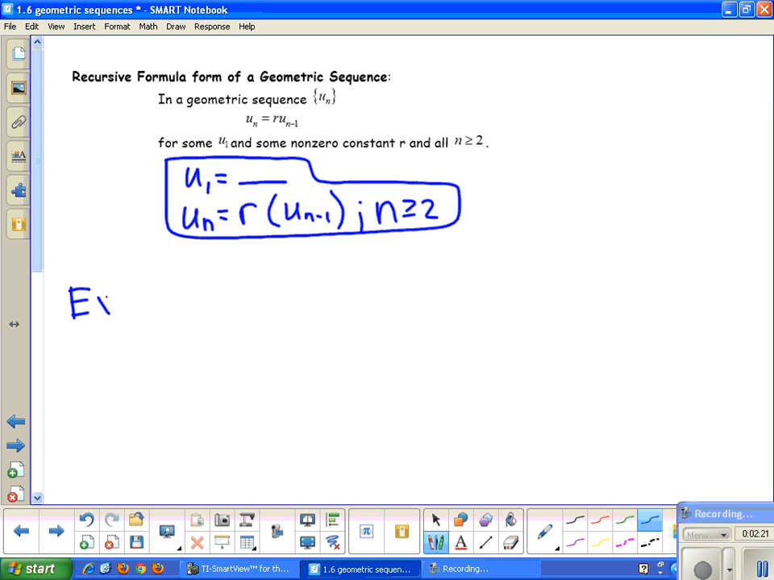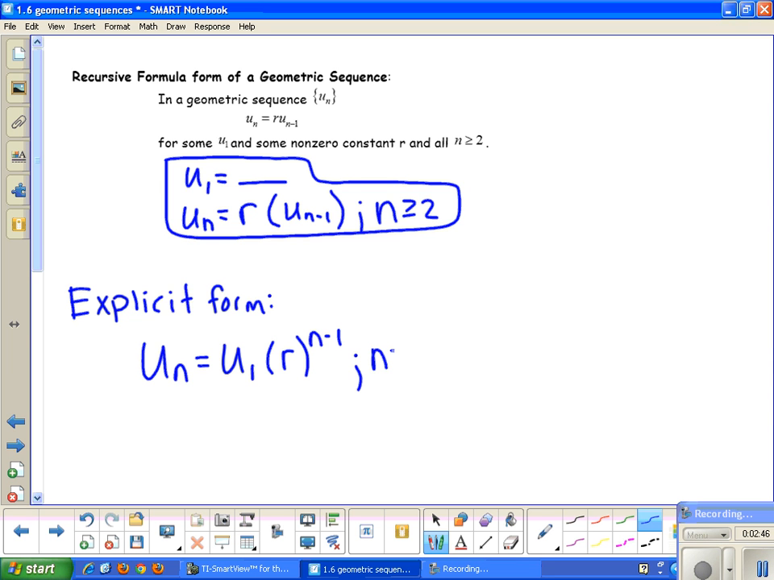For an explicit formula, I don't need to know the previous term. To get to the nth term, I take the first term times the common ratio to the n minus 1 power, because whatever term we're on, we need to figure out how many times we've multiplied by our common ratio. And this would be for values of n greater than or equal to 1, because if our first term is u sub 1, I should be able to plug 1 into my equation for n and end up with my first term. So this would be the explicit form. Those are the two forms that you need to have memorized.